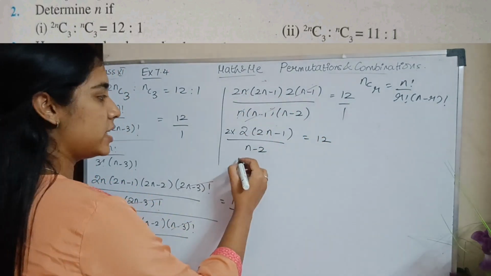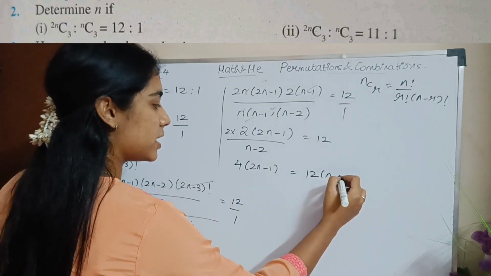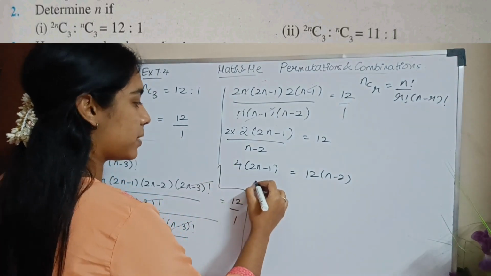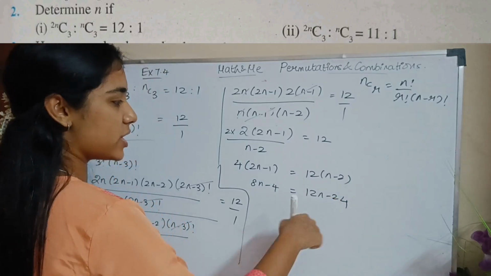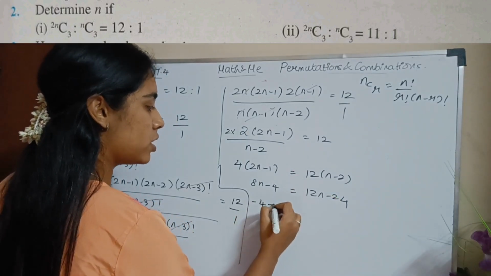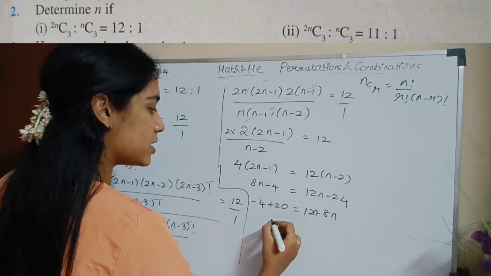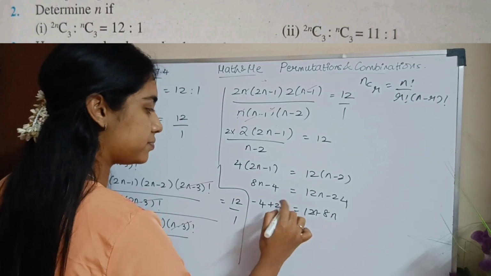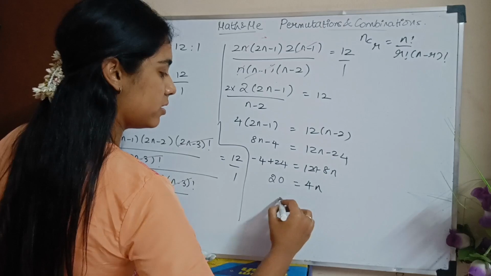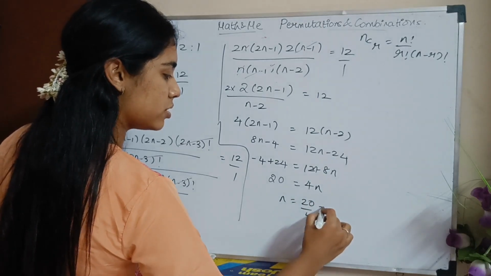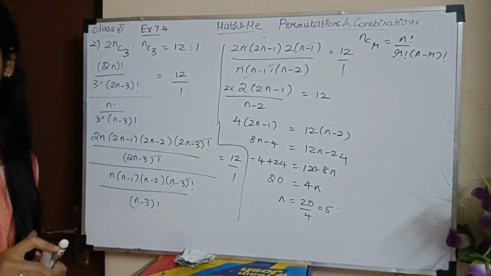So I'm going to cross multiply. I have 4 times 2n minus 1 equals 12 times n minus 2. When I multiply, 8n minus 4 equals 12n minus 24. So n on one side, numbers on the other side: minus 4 plus 24 equals 12n minus 8n. So 20 equals 4n. So n equals 20 by 4, which is 5. So this is the value of n.